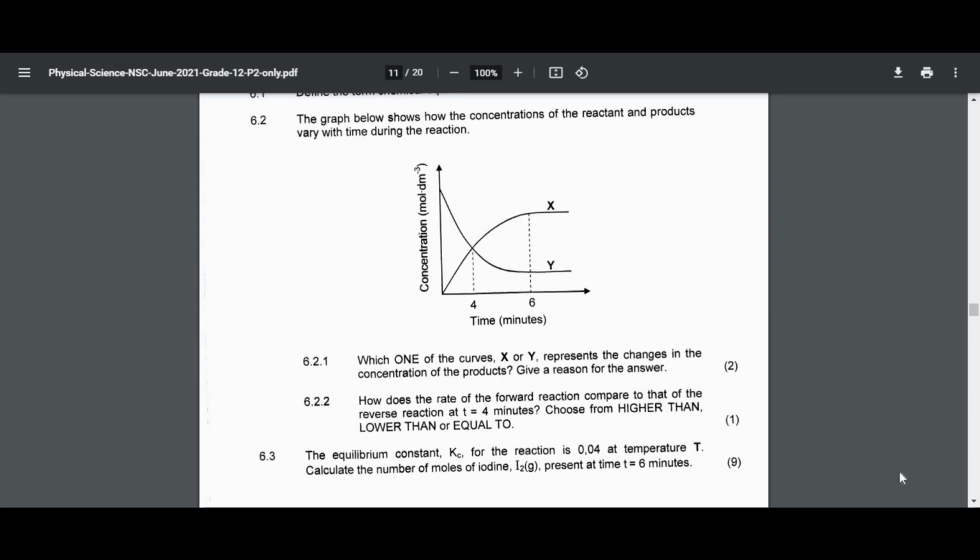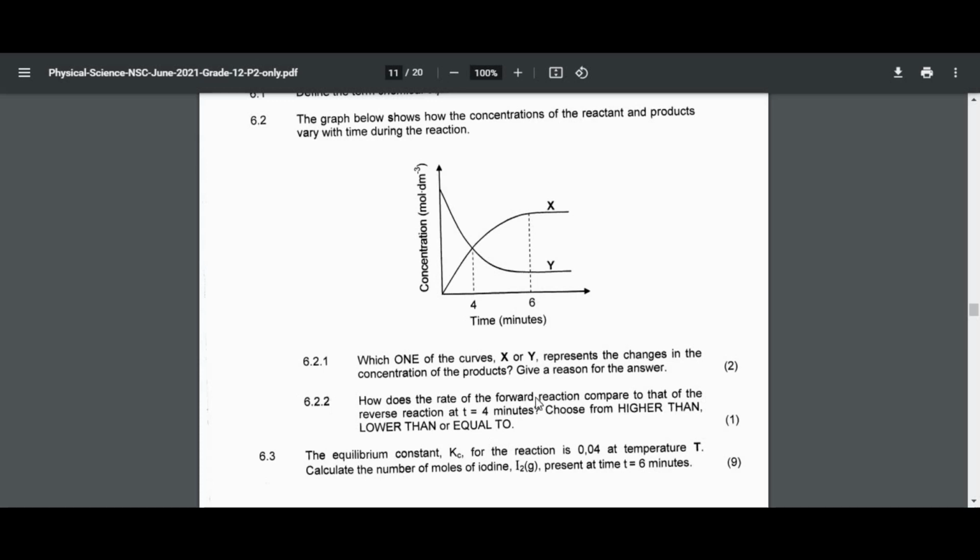6.2.2, how does the rate of the forward reaction compare to that of the reverse reaction at T equals 4 minutes? Choose from higher than, lower than, or equal to.